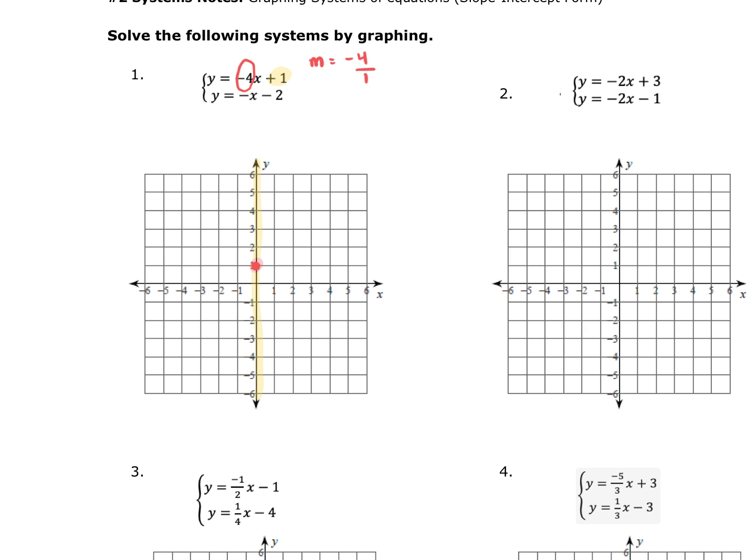So 1, 2, 3, 4. 1, 2, 3. And I can only go down 3, so I can't go down 4. So the exact opposite of going down 4 to the right one is going up 4 and to the left 1. So I'm going to say 1, 2, 3, 4, and then to the left. And that's all we can get. It says equal, so we're going to go ahead and connect those points.